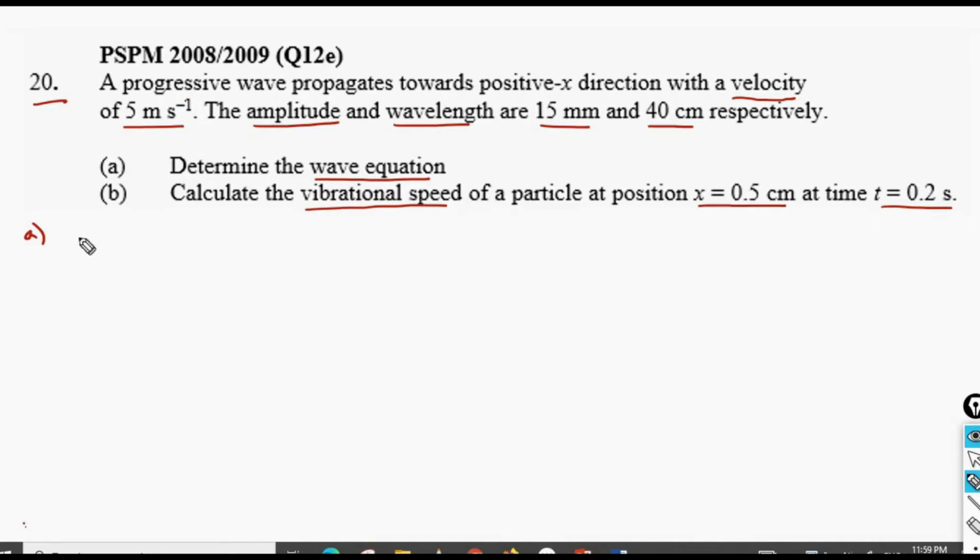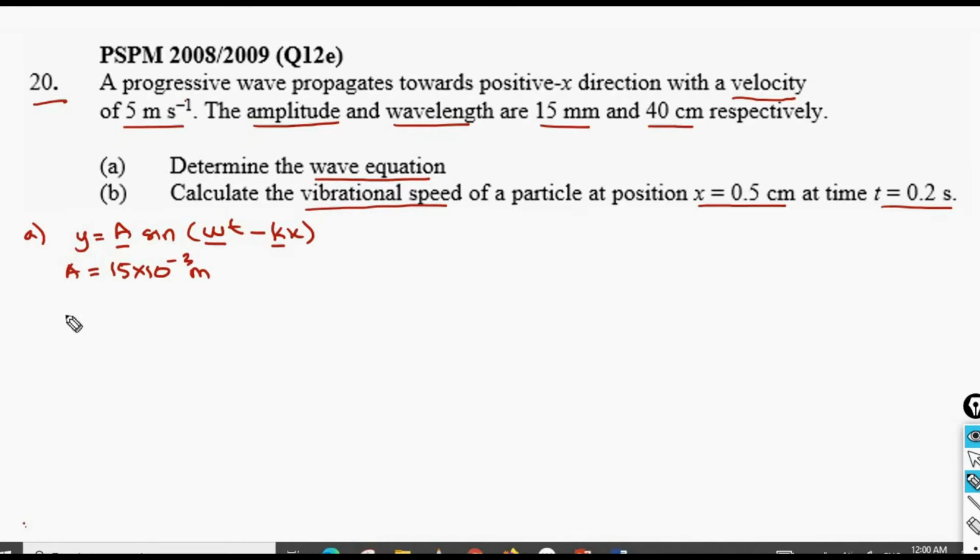The general equation for the wave equation is y equals A sine omega t. Okay, since the wave propagates toward the positive x direction, here it is negative kx. So we have to substitute the values of A, omega and k. Alright, the value of A is the amplitude, 15 millimeters, 15 times 10 to the power of negative 3 meters.